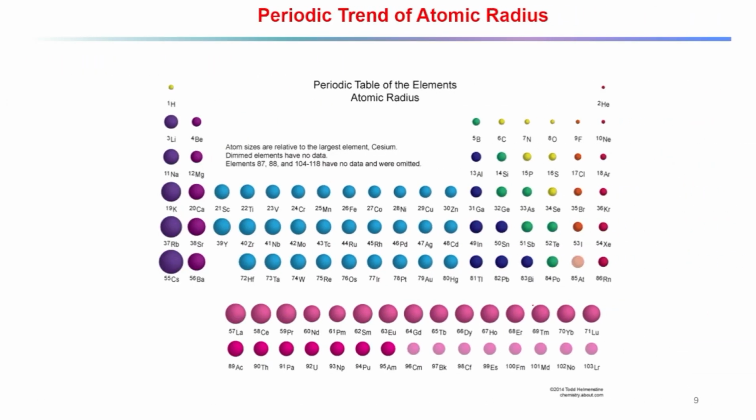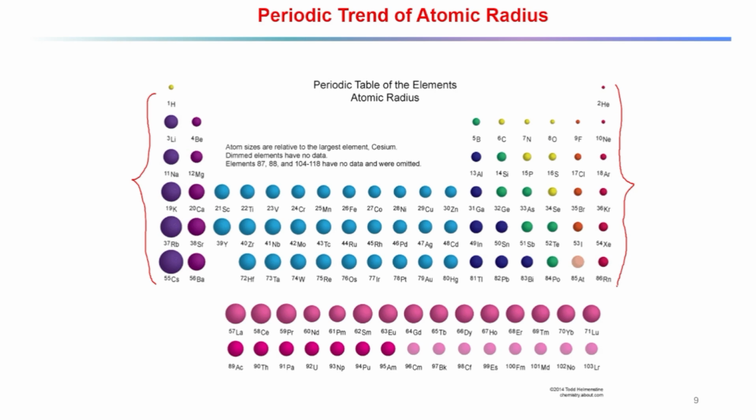Let's take a look at this image. This periodic table shows the relative atomic size of the atoms in the periodic table. You can see on the left hand side we have alkali metals. Those are bigger in size, and as we go to the right hand side we can see very small spheres or circles. So these are very small in size. Noble gases and halogens, those are very small in size.